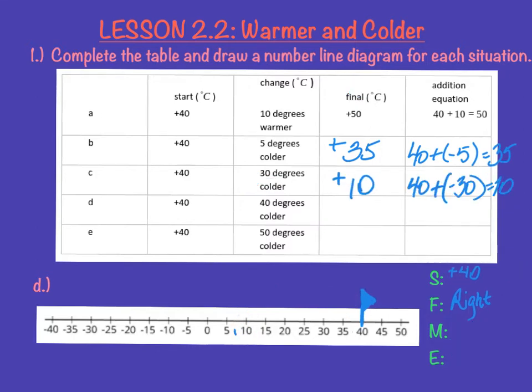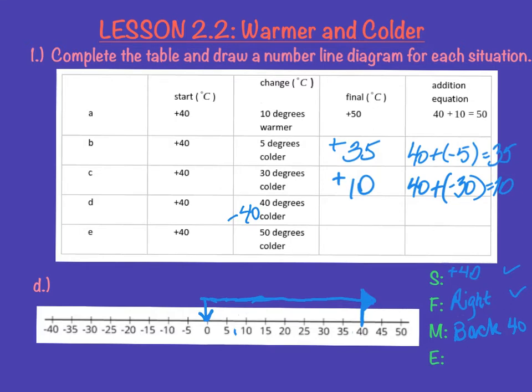Next, I've started at positive 40. I'm facing to the right. This is getting 40 degrees colder, so it means it's negative 40. Negative means I move back. How many places do I move back? I move back 40. Okay, so back, of course, is in the opposite direction of where I'm facing. I'm moving back 40, so I'm going to get all the way to the 0.